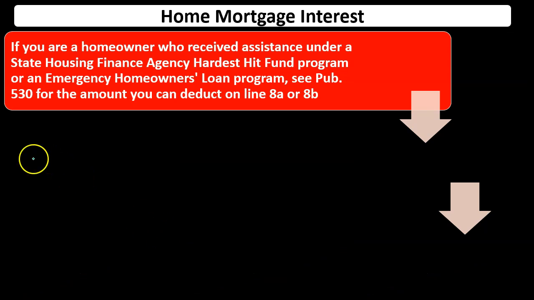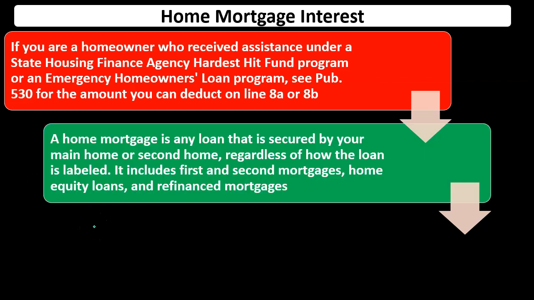If you are a homeowner who received assistance under the State Housing Finance Agency Hardest Hit Fund program or an emergency homeowners loan program, see publication 530 for the amount you can deduct on line 8A or 8B. Moving on to the home mortgage interest. A home mortgage is any loan that is secured by your main home or second home, regardless of how the loan is labeled. It includes first and second mortgages, home equity loans, and refinanced mortgages.